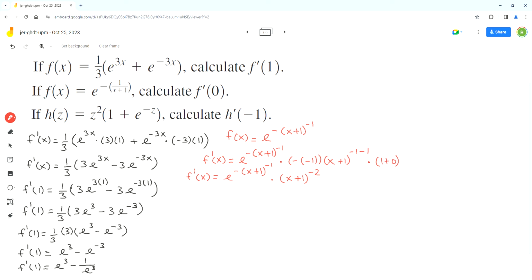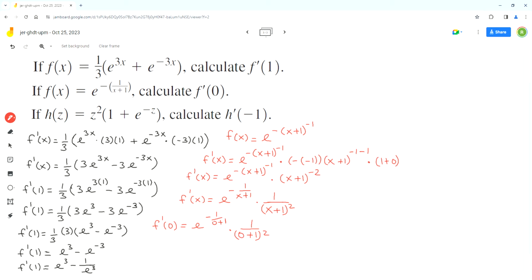Now we can make the exponents on the terms positive. So f prime at x equals e, and then negative 1 over x plus 1 times 1 over x plus 1 squared. Now we have to find the value of the derivative at x equals 0, so we can sub in x as 0. 0 plus 1 times 1 over 0 plus 1 squared.